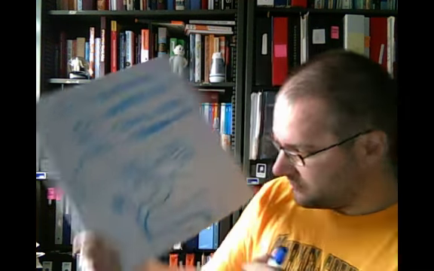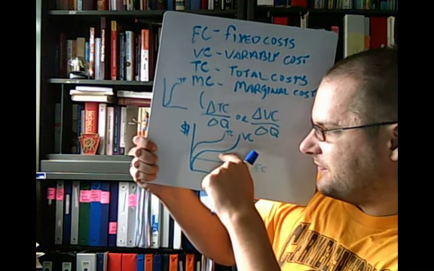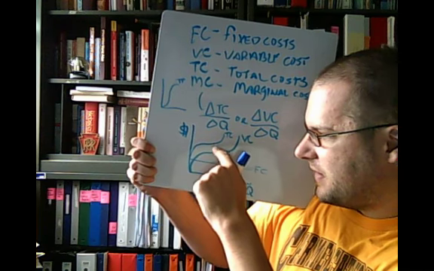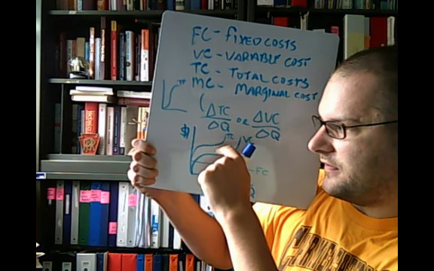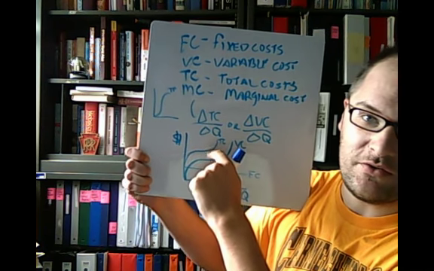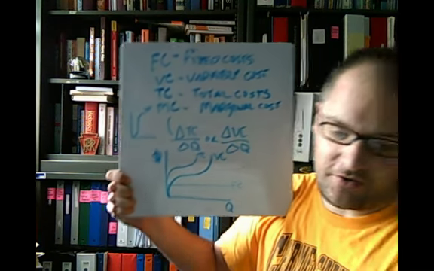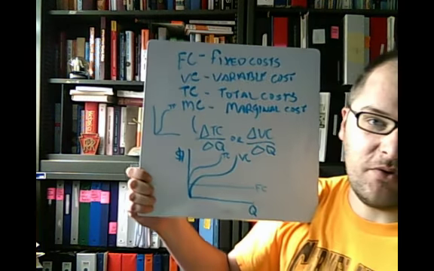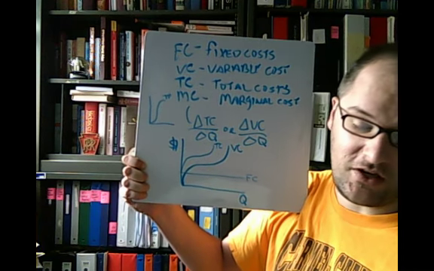So the total product curve is causing the shape for this variable cost curve. It starts at 0, and now my total cost curve is just going to be a shift up of the variable cost curve by the amount of the fixed cost. So the fixed cost is the difference between these two. They are parallel to each other because the difference between them, the fixed cost, is never changing.